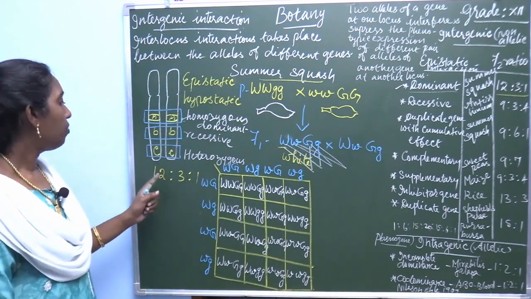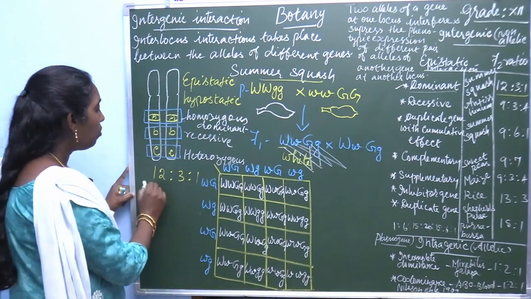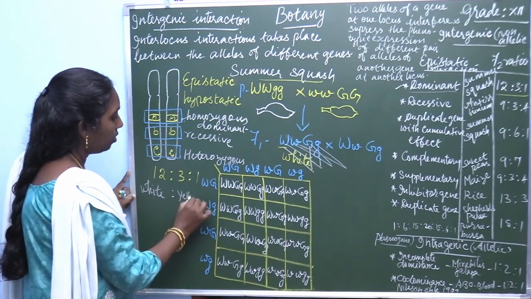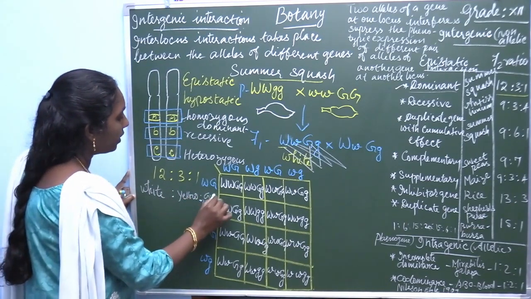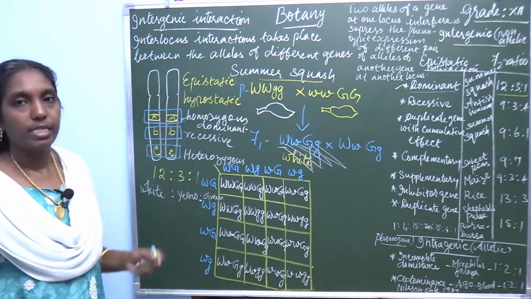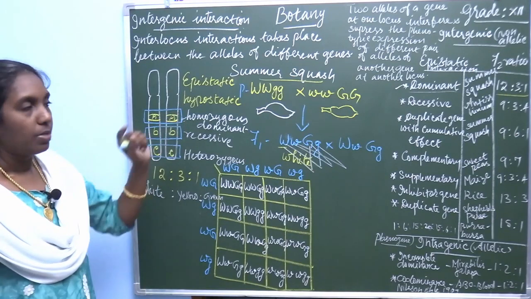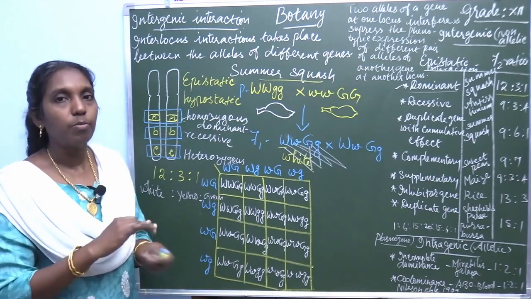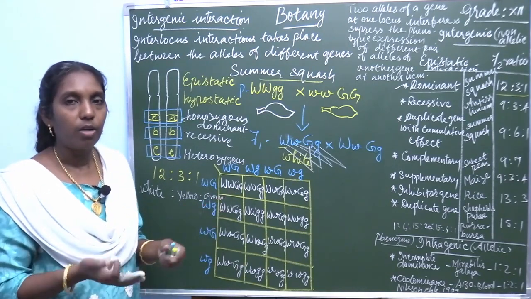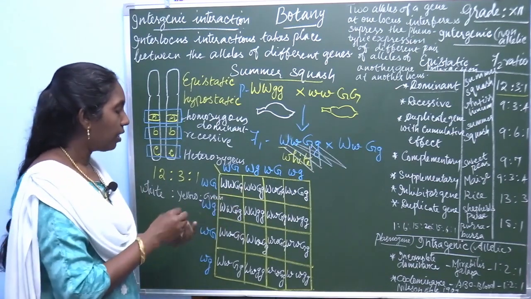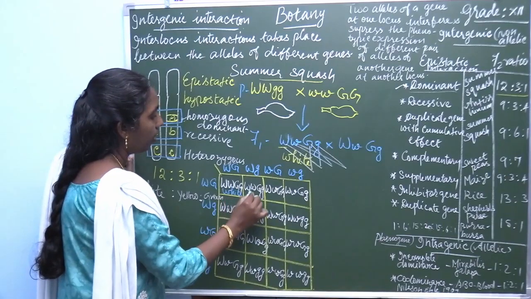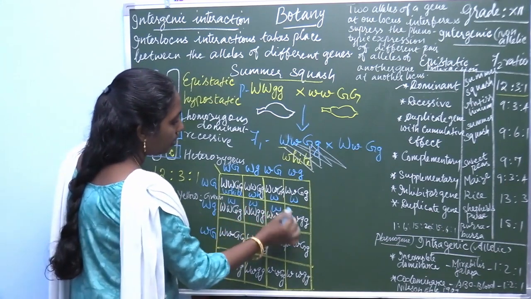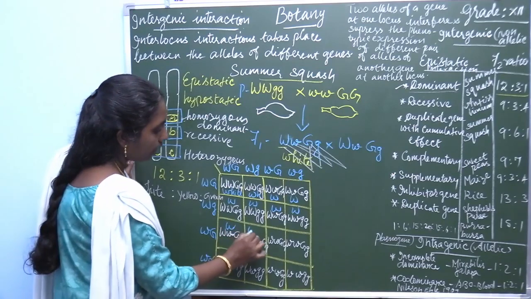Let us take the ratio, how it gives 12:3:1. Here 12 white to 3 yellow to 1 green. This is the ratio under this dominant epistatic gene interaction. When capital W is present, it suppresses and masks the expression of the other color, either yellow or green. So when capital W is present, it gives white, white, white, white color. Here capital W is there, white color.